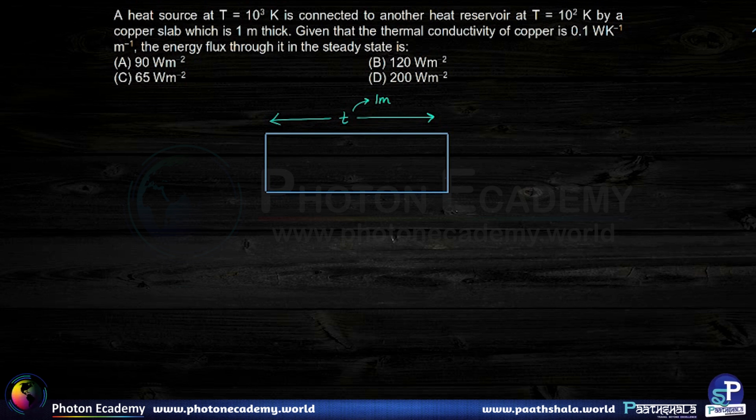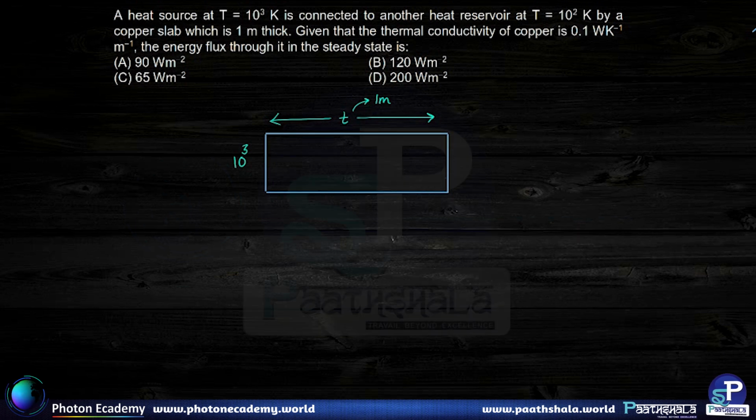Okay, so at one side of the copper slab is the source, and the source has a temperature 10 raised to 3 Kelvin. At another side is the sink, and the sink has the temperature 10 raised to 2 Kelvin. Alright, so naturally heat is going to flow from the source to the sink in such a manner.